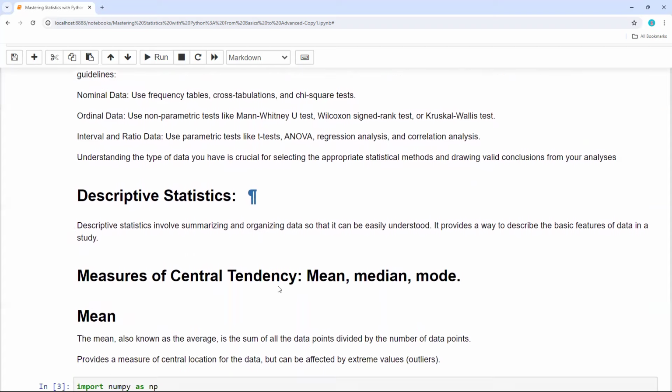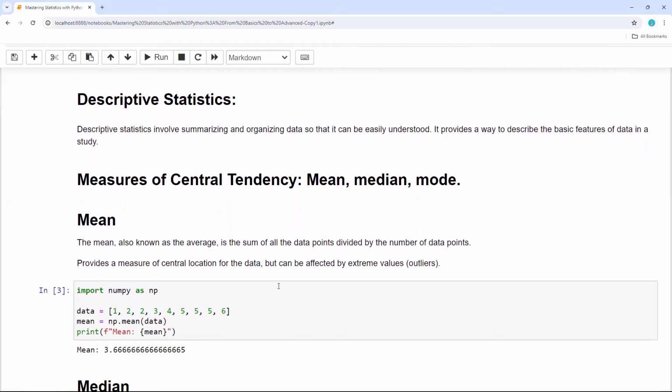Okay, let's jump into descriptive statistics. One of the two types of statistics. The first thing is descriptive statistics. Descriptive statistics involves summarizing and organizing data so that it can be easily understood. It provides a way to describe the basic features of data in a study. Basically, descriptive statistics describes the entire population. Here the population means my entire data. So entire data we call a population. Descriptive statistics will talk about the entire data.